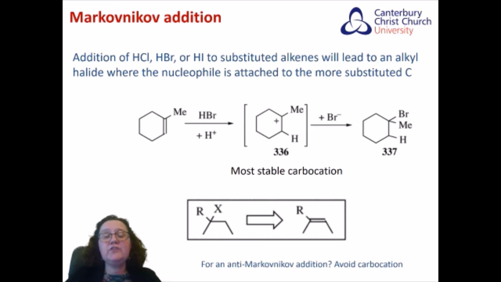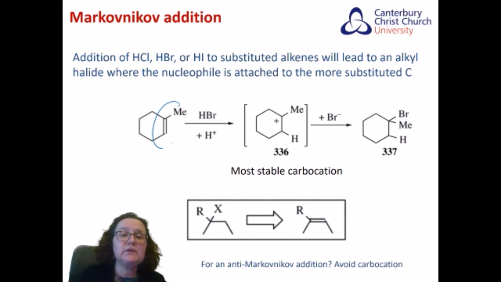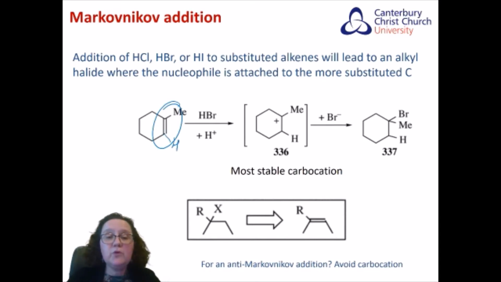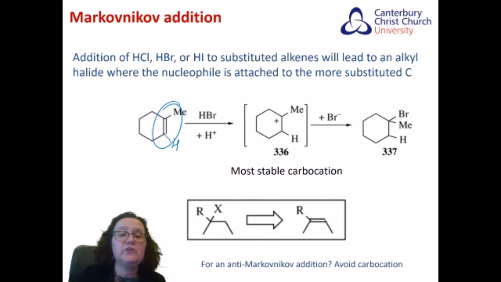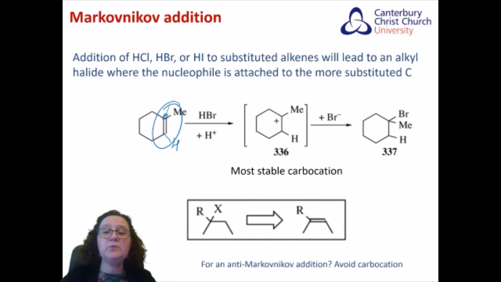Addition of hydrochloric acid, hydrobromic acid or hydroiodic acid to substituted alkenes leads to the alkyl halide, where the nucleophile, your bromine, your chlorine, your iodine, is attached to the more substituted carbon. So here, you have a double bond in which the more substituted of those two carbons is this one, and that is where the bromine atom is going to go. We call this a Markovnikov addition.